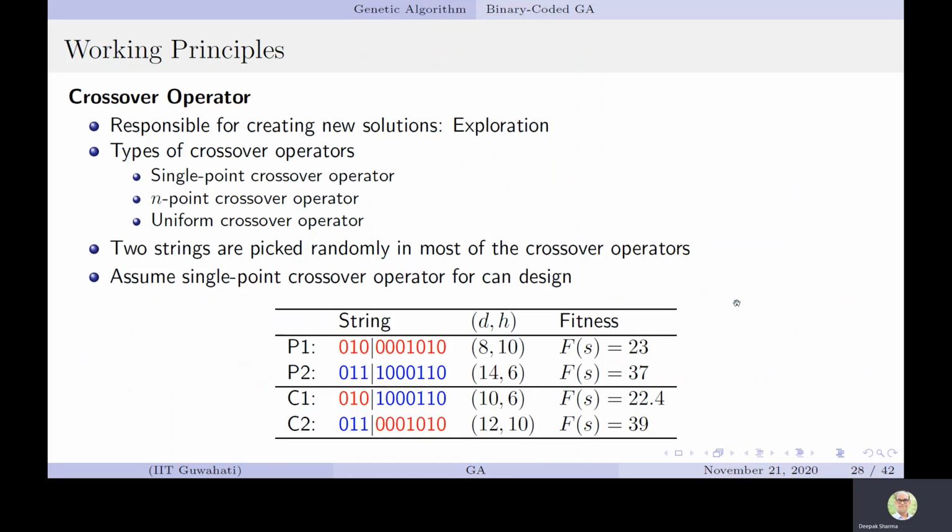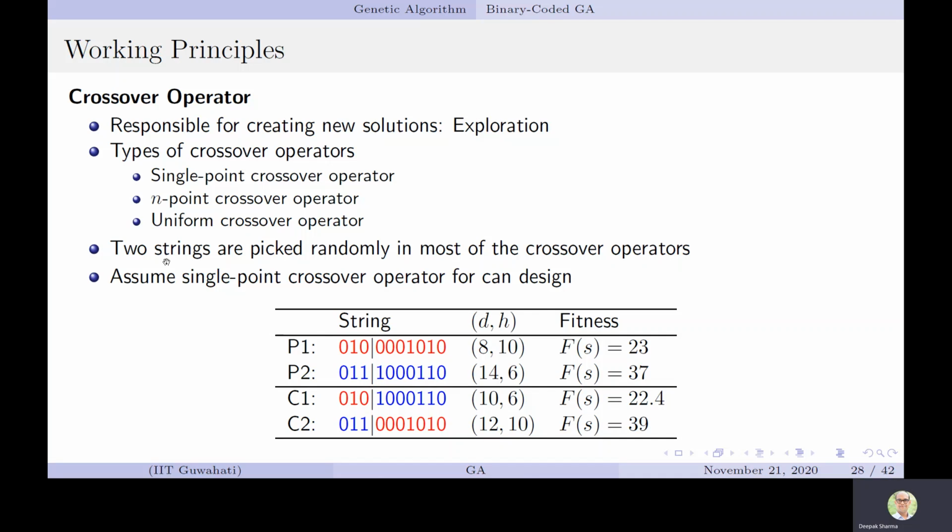Now, once we have selected the good solutions, we have to perform crossover on them. First of all, let us understand what we mean by the crossover operator. This crossover operator is responsible for creating new solutions. Basically we are exploring the search space so that we can find where the optimum is. There are different kinds of crossover operators such as single point, n-point, and uniform crossover. We will be focusing on single point crossover in this chapter.